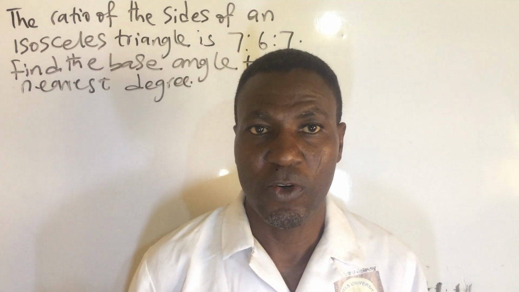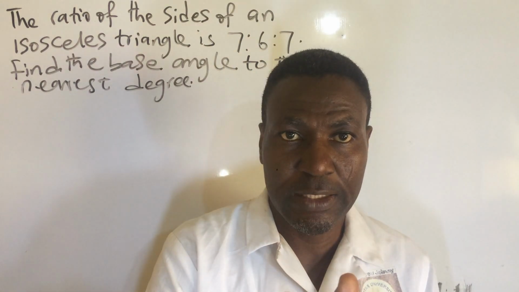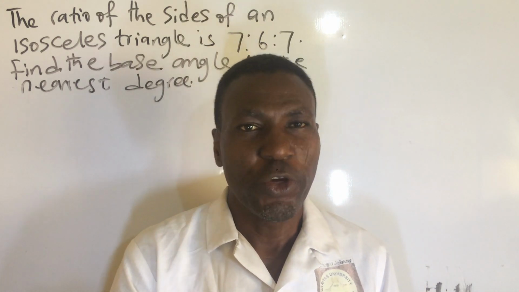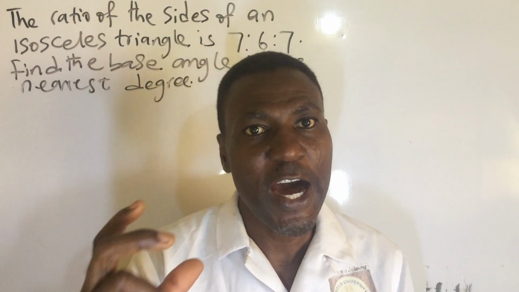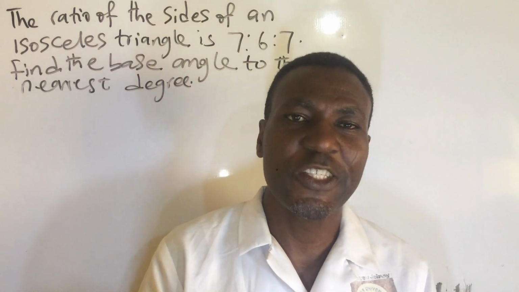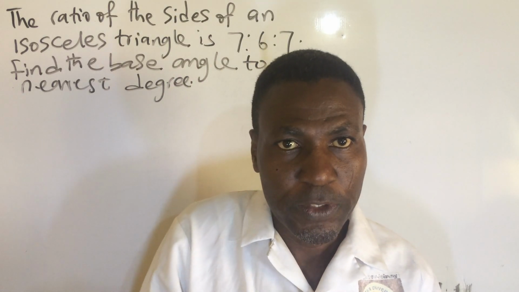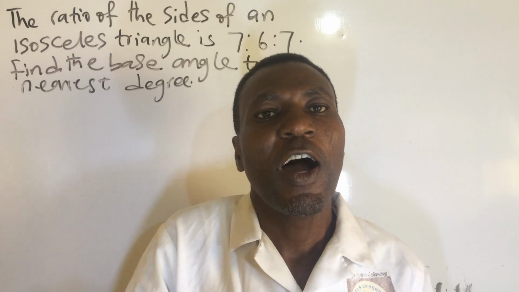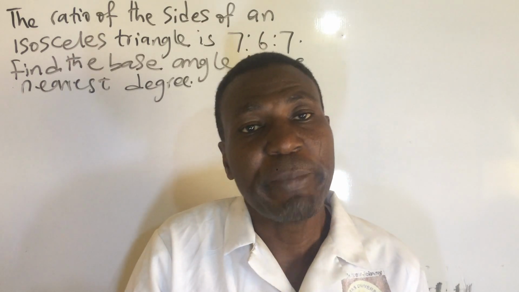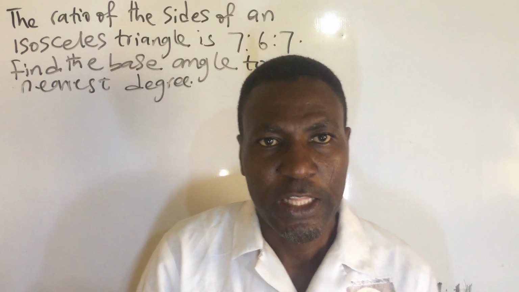An isosceles triangle has two equal sides among the three. You know, every triangle has three sides. Out of these three sides, two of them are equal. Then the base angles are also equal. Okay, that is it.